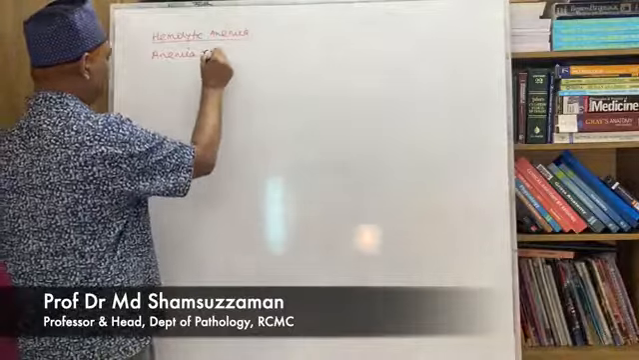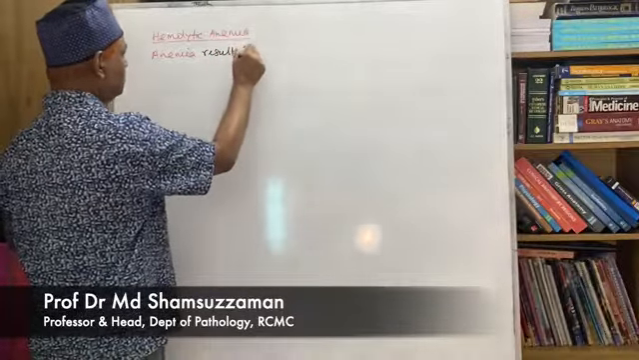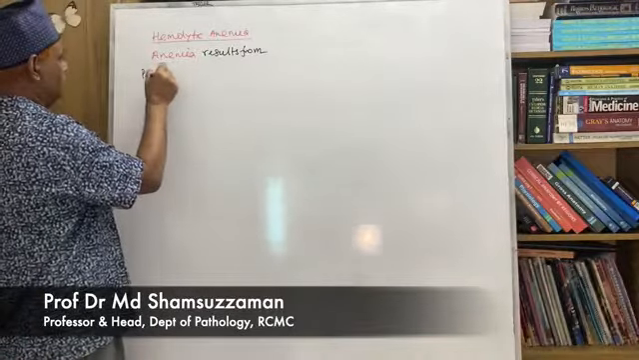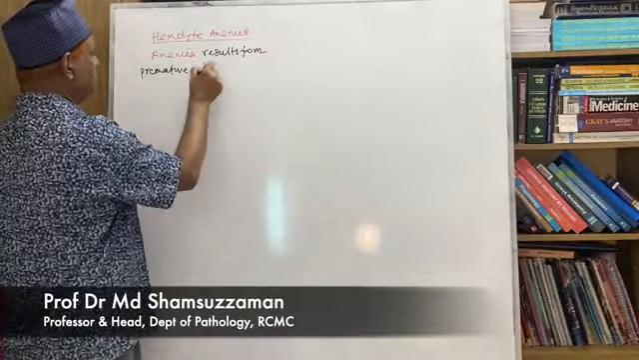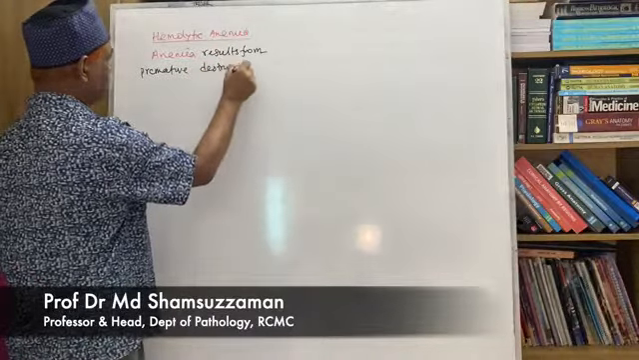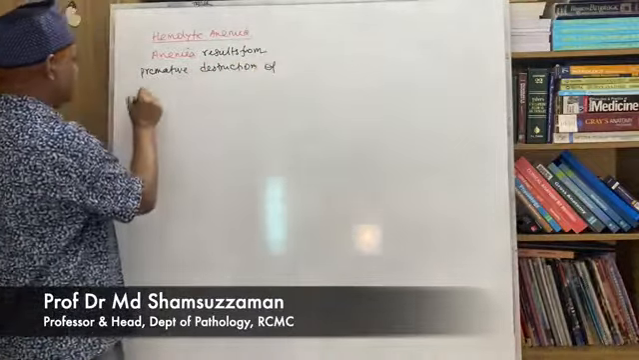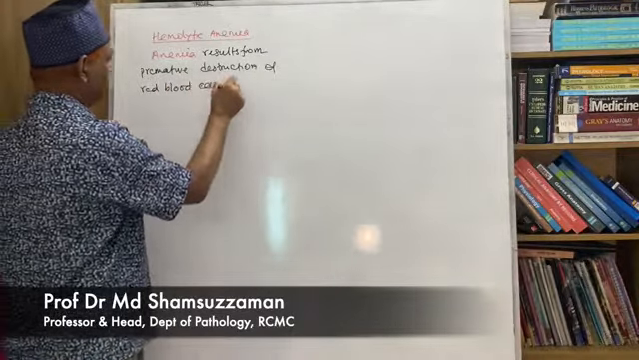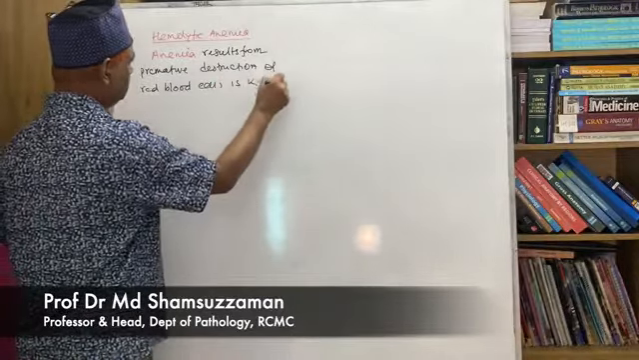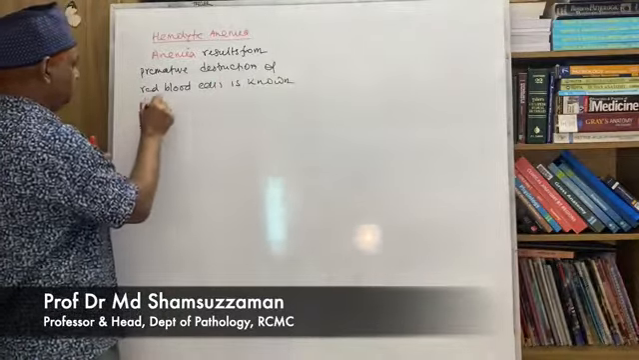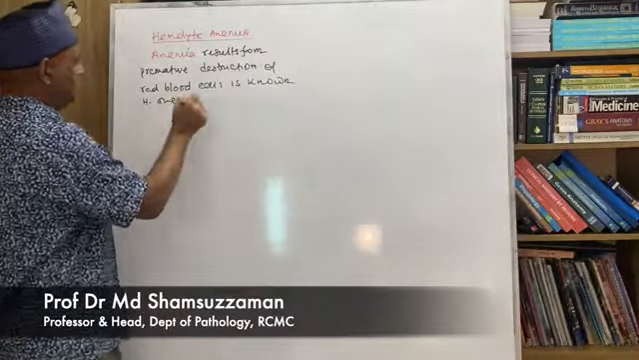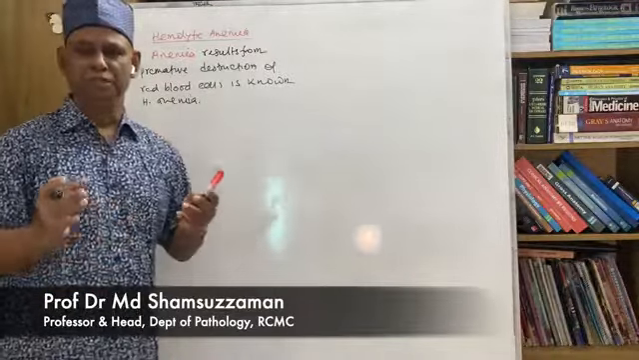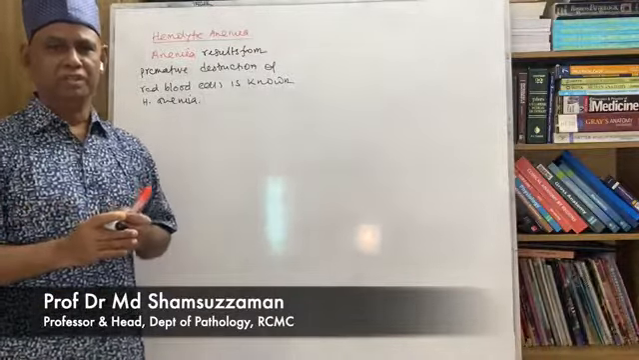Anemia that results from premature destruction of red cells, or red blood cells, is known as hemolytic anemia. So such type of anemia, that is hemolytic anemia, results from premature massive destruction of red cells.